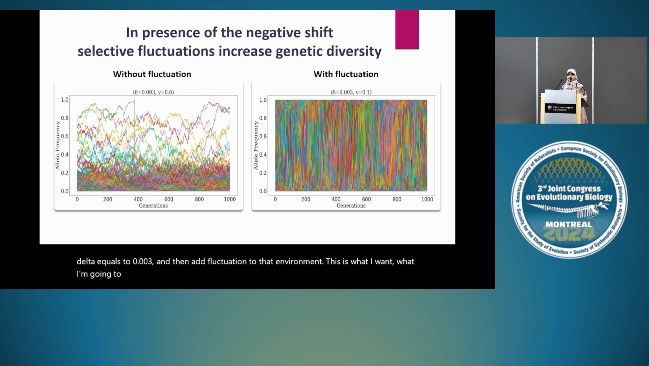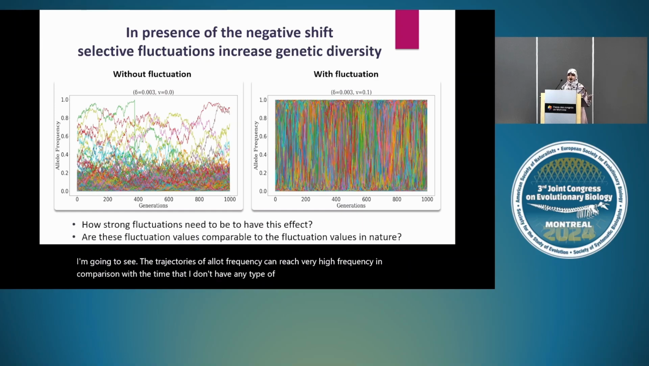The trajectories of allele frequency can reach very high frequency in comparison with the time that I don't have any type of fluctuation. Well, the next question is how strong my fluctuation needs to be in order to see this pattern. Or if I pick a good range of values for my fluctuation, is this range comparable with the range that I see in nature?